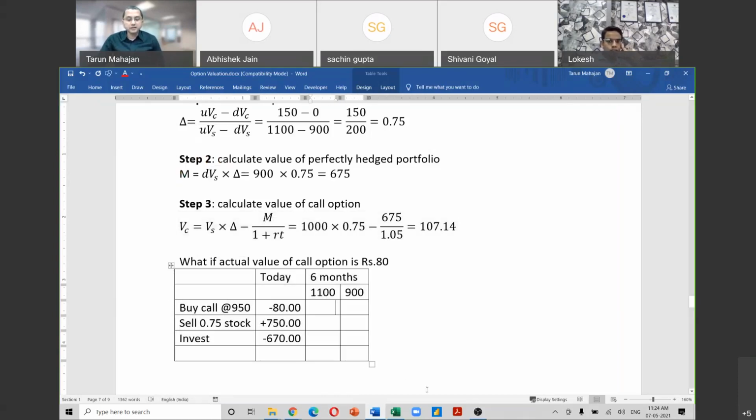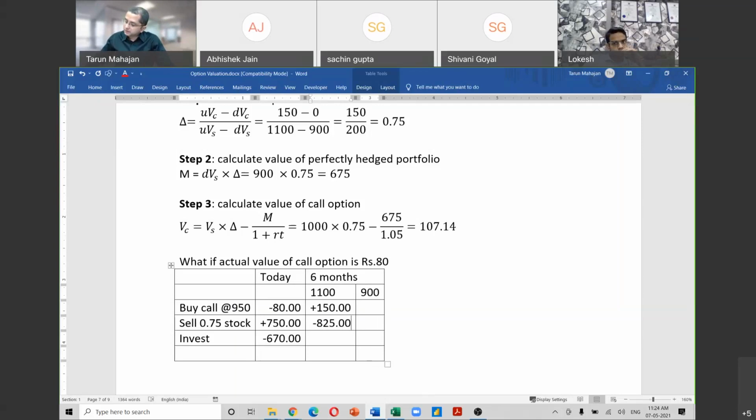If the price rises to 1100 rupees, definitely I'll exercise my call option and receive 150 rupees. Now, if the price is 1100 rupees, I'll buy my share back. 1100 into 0.75, so I will be paying 825 rupees to buy this share again. I sold it earlier, so I'll buy it again.